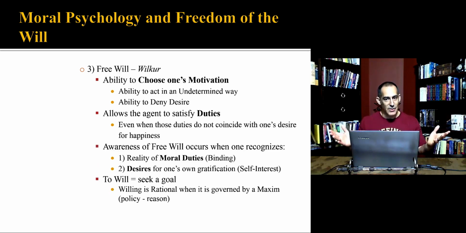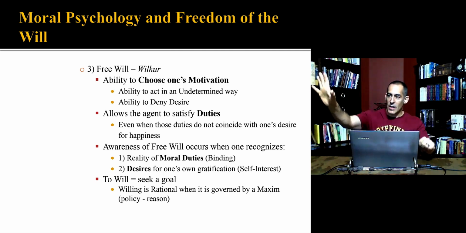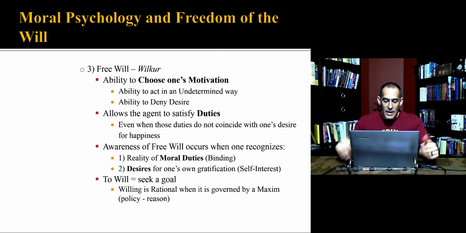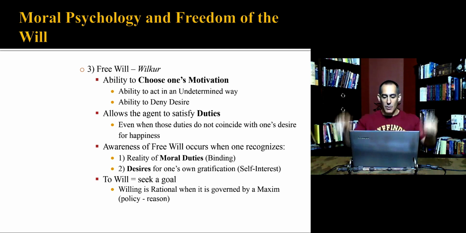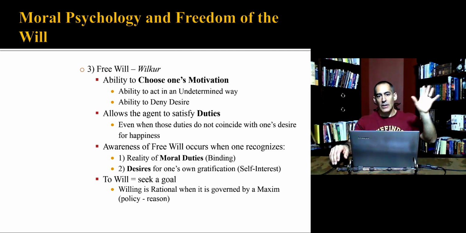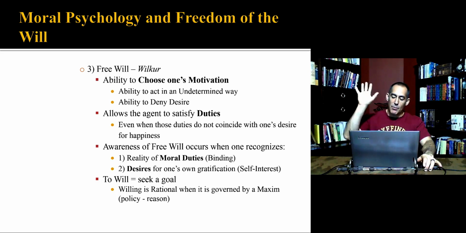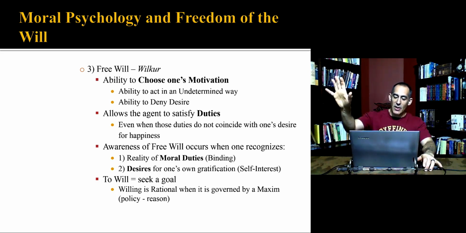The third is the freedom, the free will, or the Willkür. This is the ability not only to make a choice, but the ability to even choose our motives for making a choice. So it's the ability to act in an undetermined way, and that ability is going to be what allows us to deny our desires. It allows the agent to satisfy their duties, because the duties are often put in contrast with the desires. You've got desires on one hand, and you've got duties on the other hand. And our awareness of this freedom happens when we realize that there's this conflict between the two, right? We feel these morally binding duties, and we also feel this pull for self-gratification by satisfying our desires.